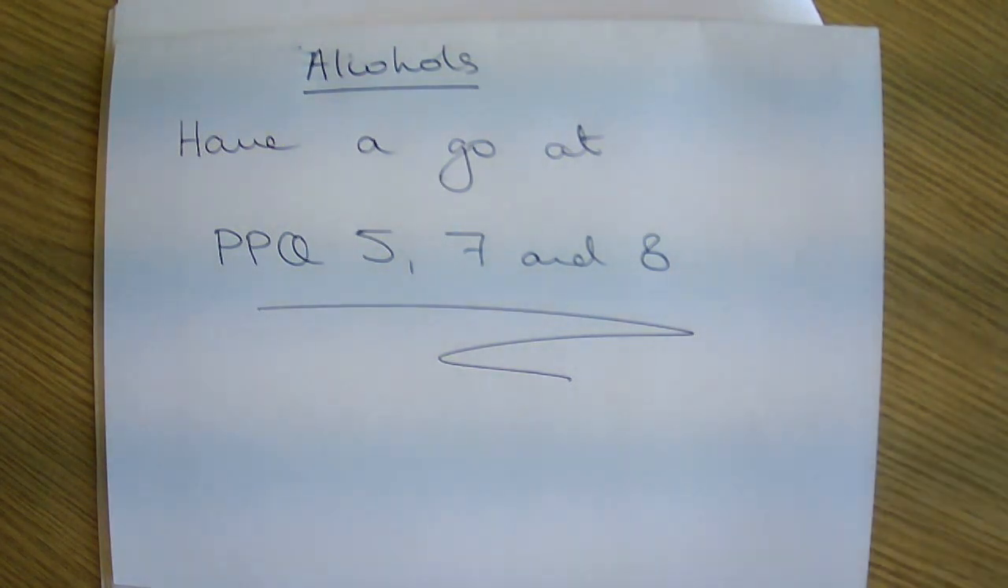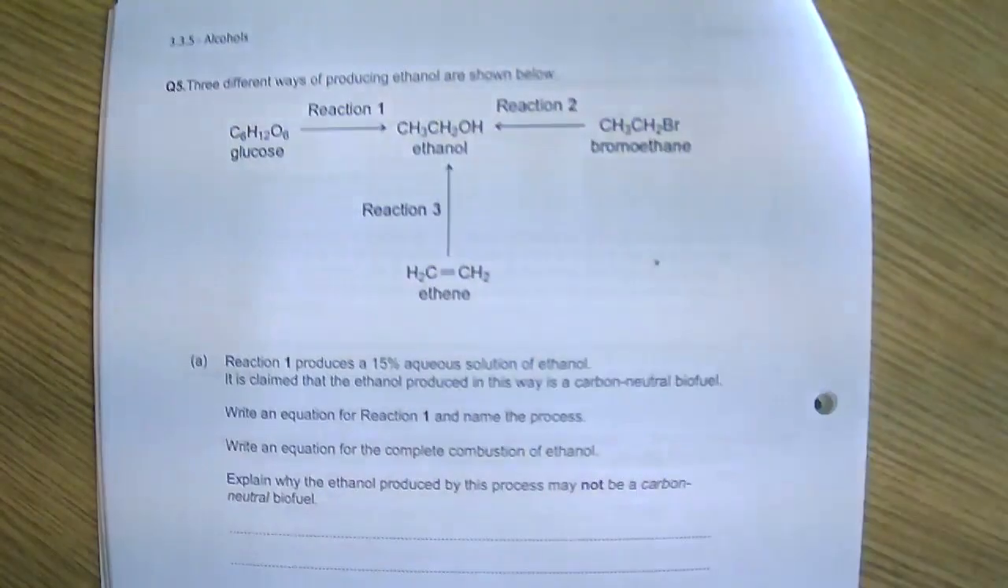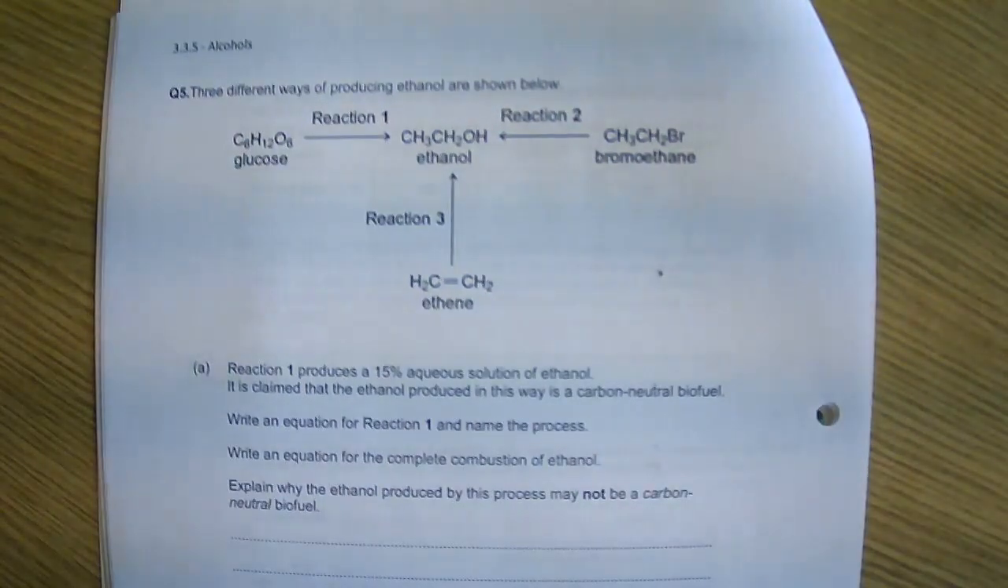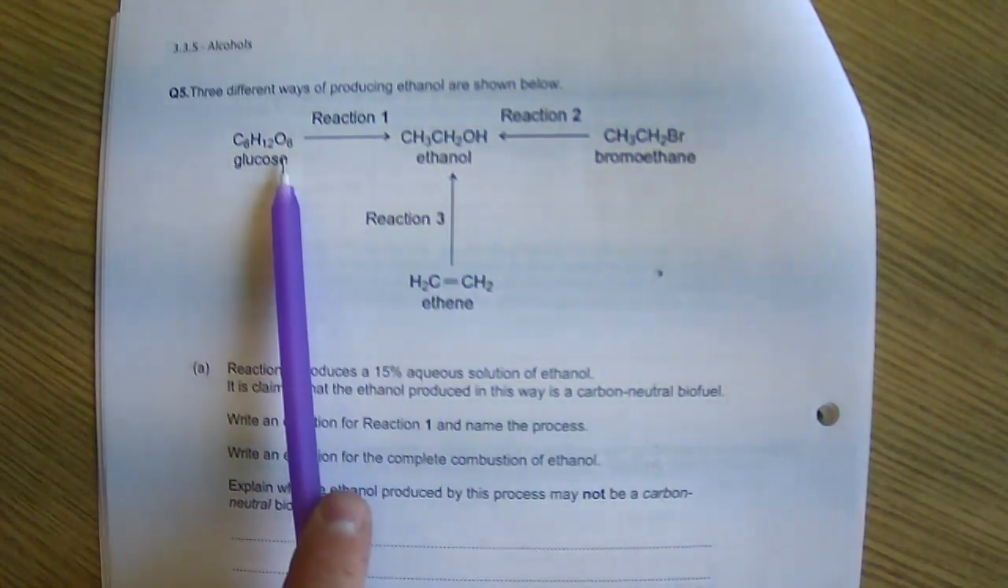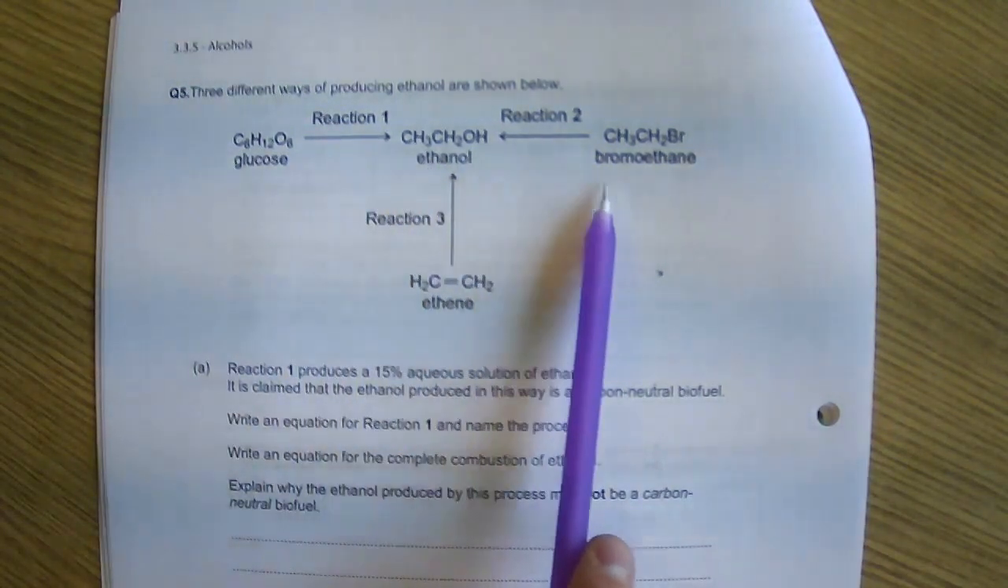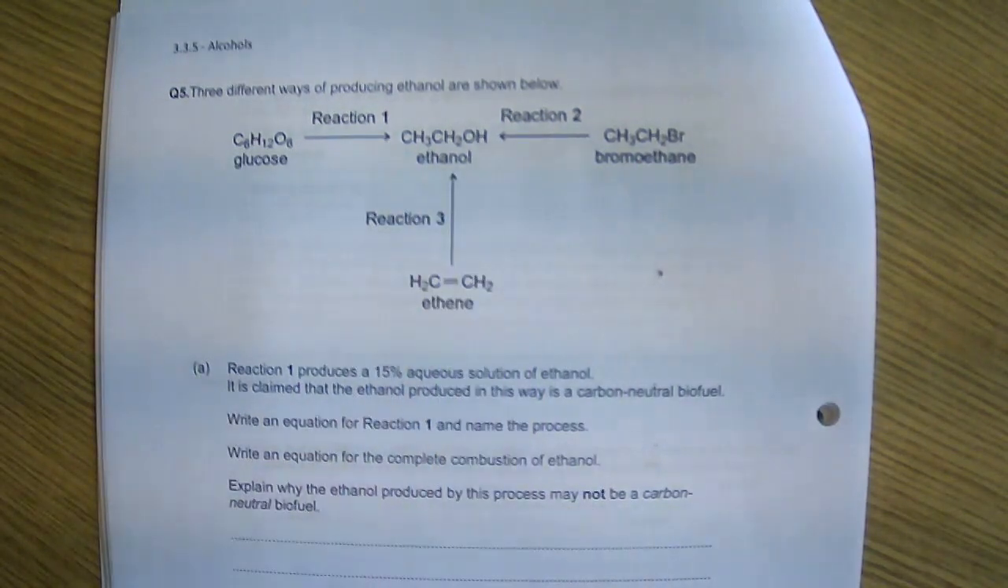Okay, right. I'm going to assume at this point that you've already paused the video and that you've had a go at those questions. So I'm going to start reviewing them now. Question 5 starts off with this reaction sequence, all these different ways of producing ethanol. We can start off with glucose with reaction 1, bromoethane with reaction 2, and ethene with reaction 3.